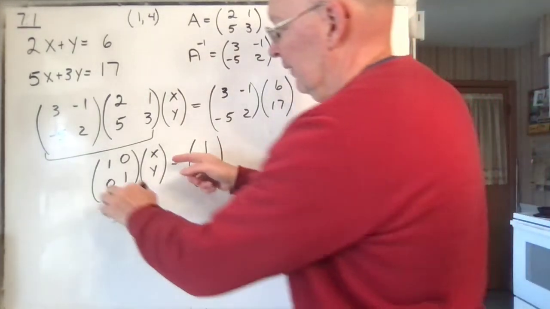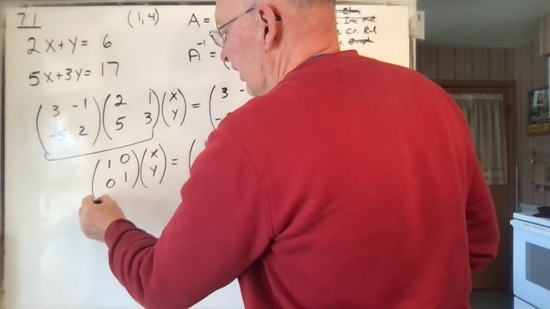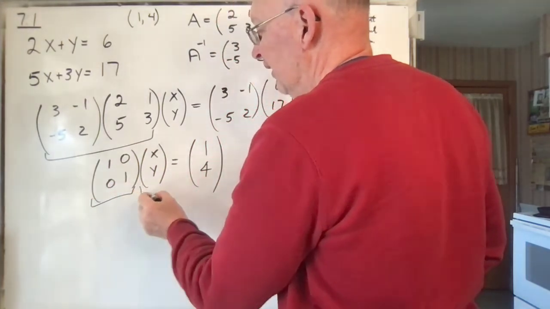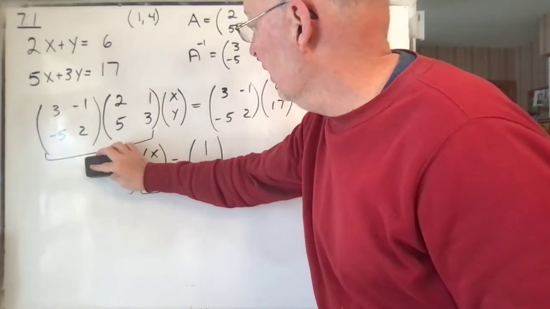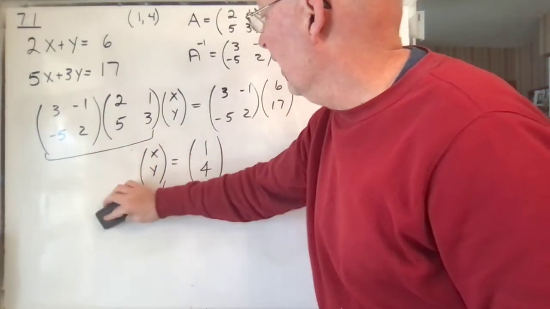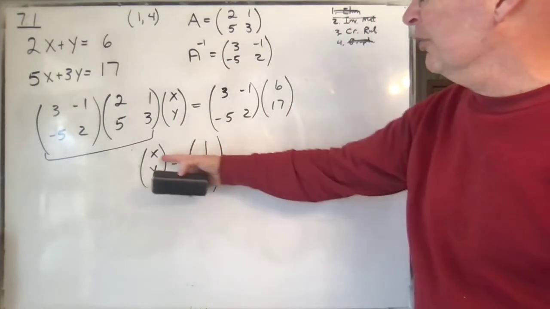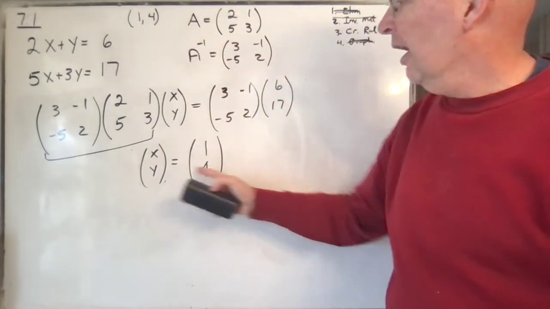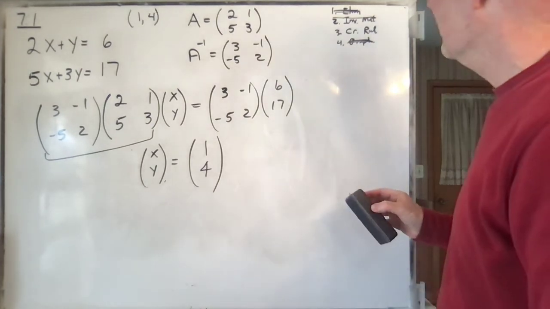And now, if you multiply this out, you see what you're going to get. Well, we already know this is the identity matrix, so if you multiply that by anything, you just get that thing back again. So I can really just get rid of that now. I don't need it there anymore. And so here we have that the vector xy is equal to the vector 1, 4, which means that x has to be 1 and y has to be 4. Okay? So that's the way to do it with inverses. Okay?